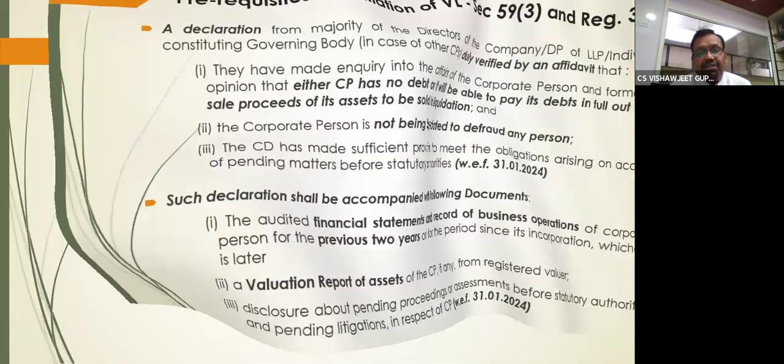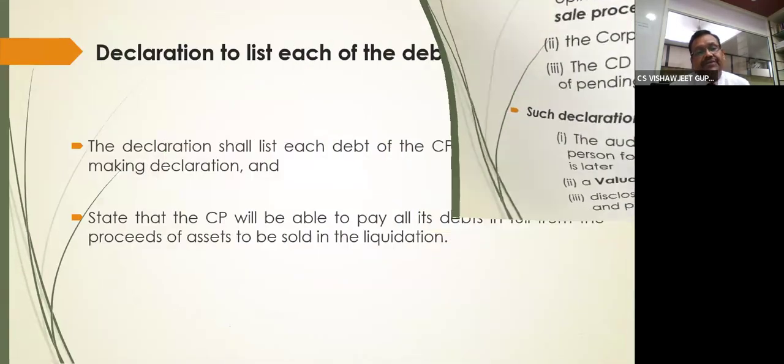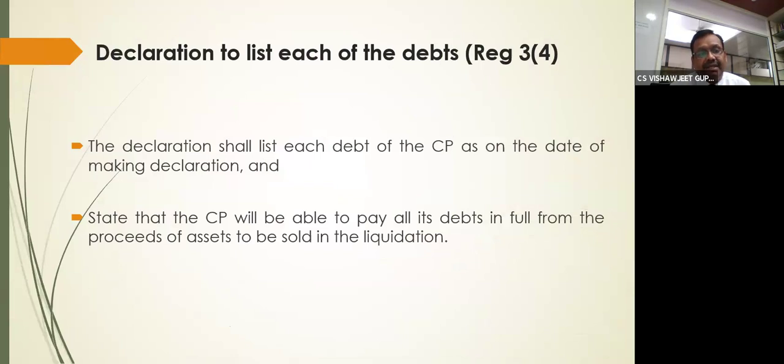Now, declaration to list each of the debts. When the declaration is being given by the majority of directors or the designated partners or the other persons of the governing body, then the declaration shall list each debt of this corporate person as on the date of making the declaration and state that the CP will be able to pay all its debts in full from the proceeds of the assets to be sold in liquidation.